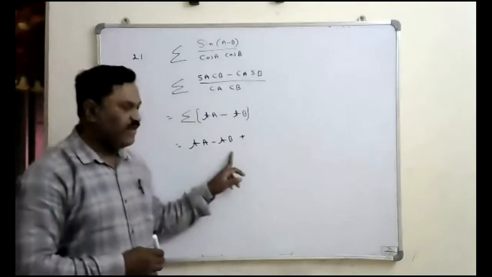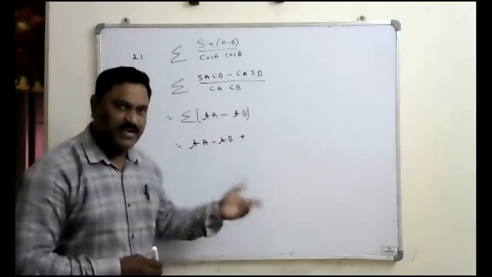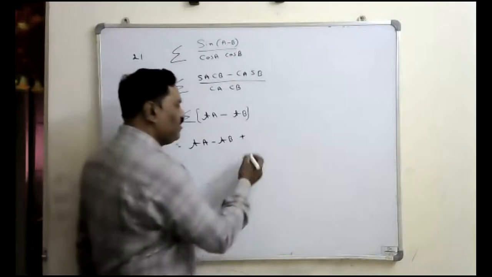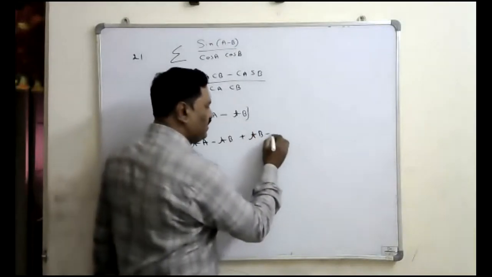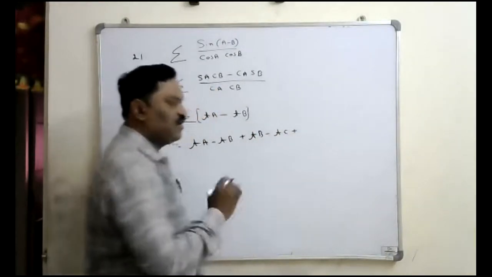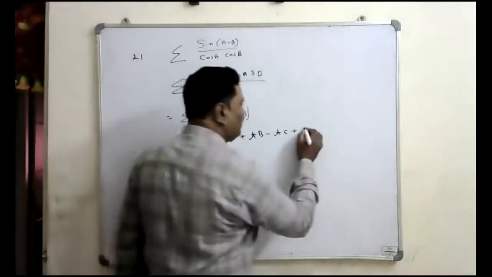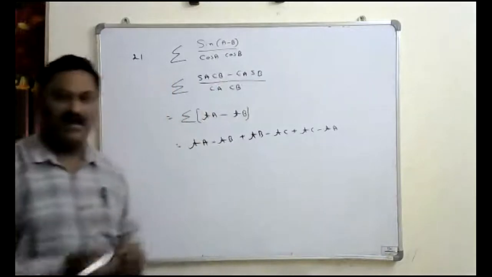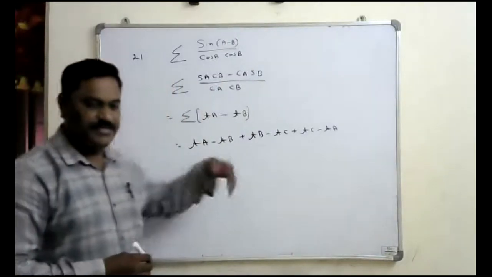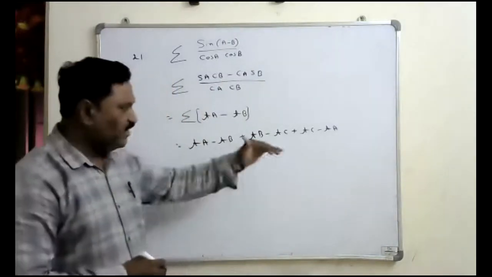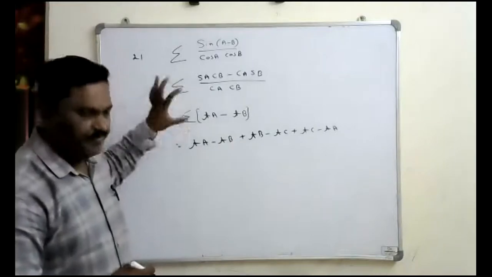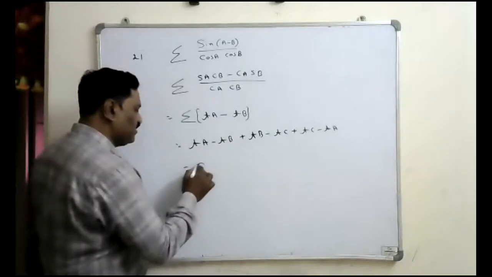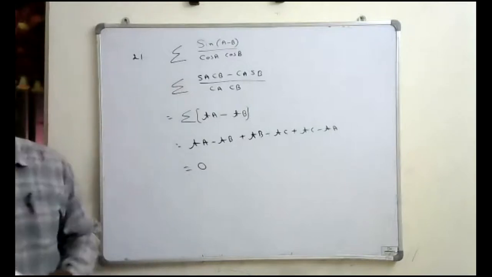because here you got the angles in terms of A and B. Next term you will get the angle in terms of B and C. So the second term you have tan B minus tan C, plus the third term, tan C minus tan A. So like that we will get the angles in the cyclic order: A, B, B, C, C, A. In this entire summation, all the terms are getting cancelled. So the answer is 0.